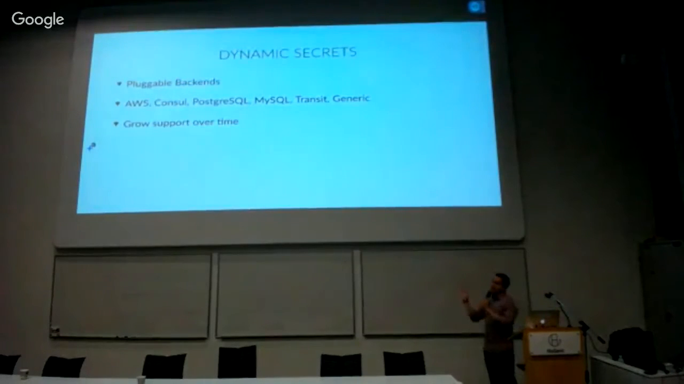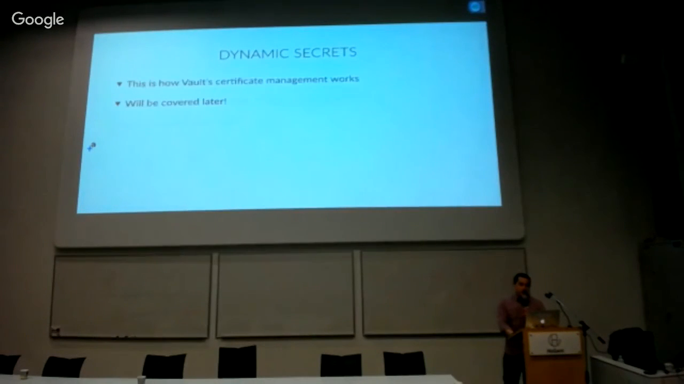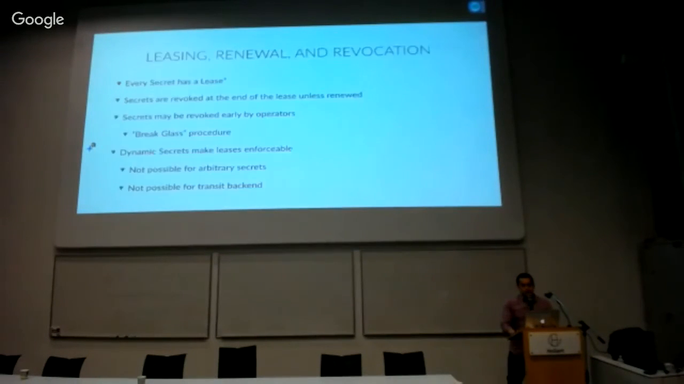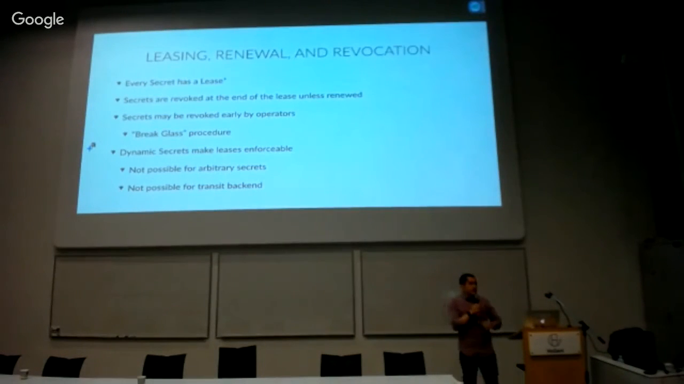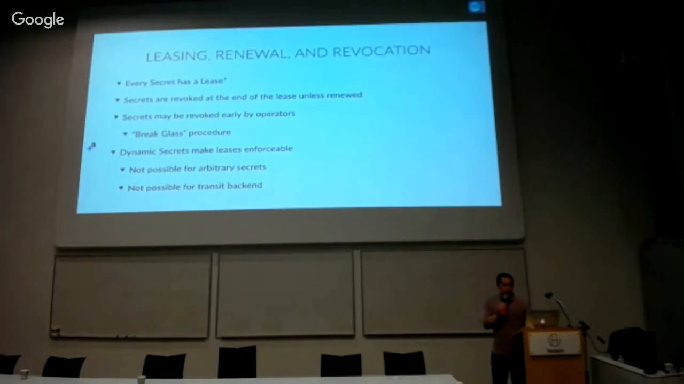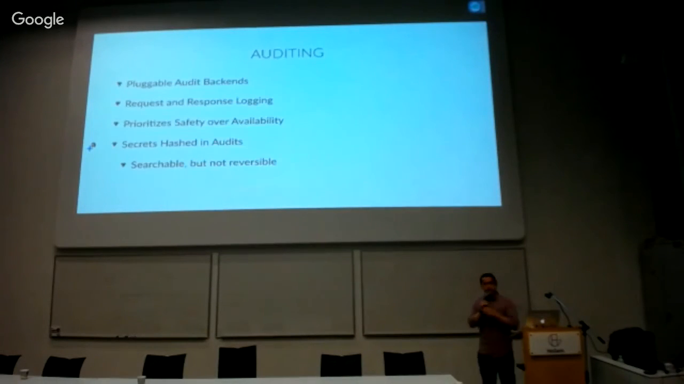So dynamic secrets, they're pluggable. There's all different kinds. I won't go over it anymore. This is actually how the cert CA system works in Vault, but I cover that in a lot more detail later. Then there's leasing, renewal, and revocation. It's what you would expect. Every secret has a lease. You could renew some of them. Some you're just not allowed to renew past a point, and you could revoke. That's really all there is to it. I won't go over all the rest here. I don't want to spend too much time on all the features.